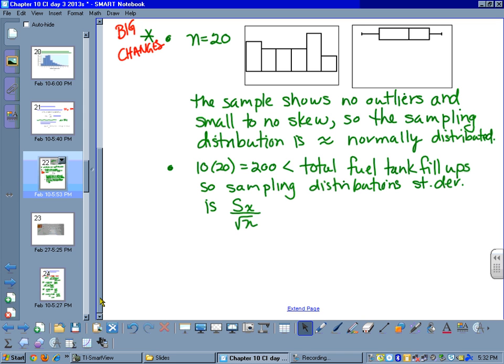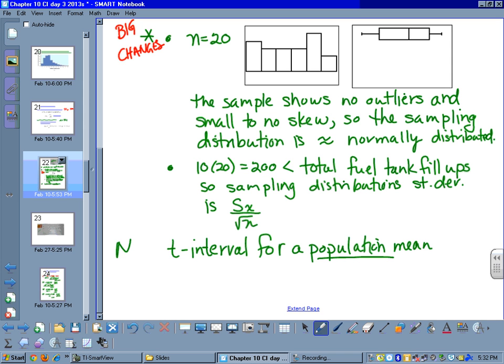Okay. All right. N is a change also. Name the test. We are doing a t interval for a population mean, and it's very important that we say population here because we're trying to capture the population. We don't have to capture the sample. We already did it. Okay. With 20 minus 1, or 19, degrees of freedom.